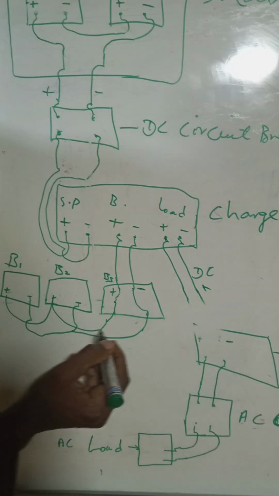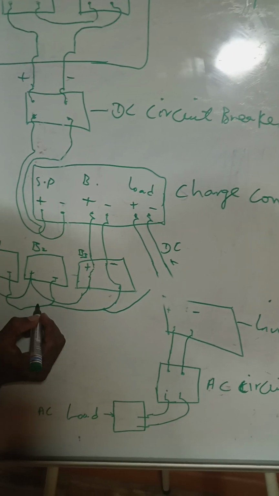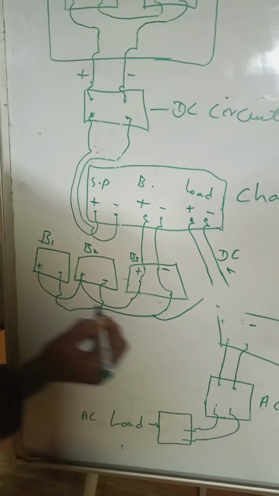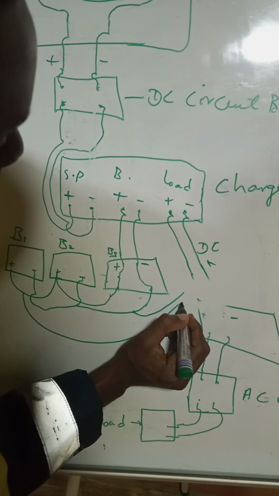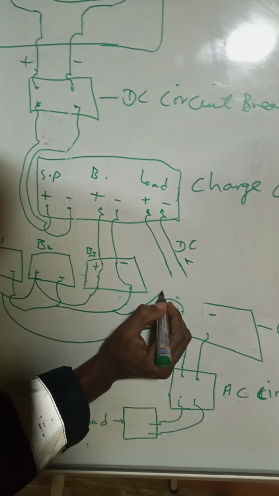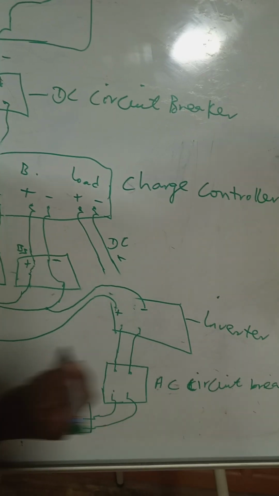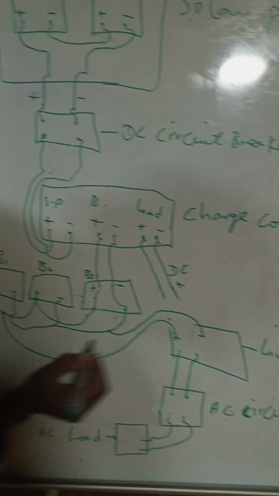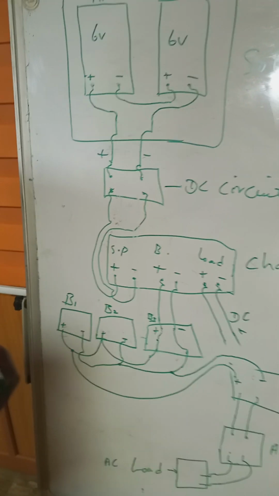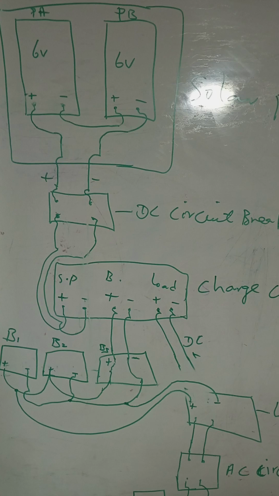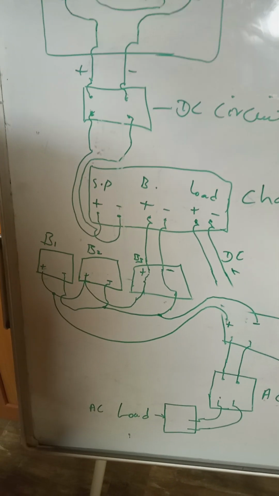Okay, so by so doing, outlets from the positive and the outlet from the negative will all go to the inverter. Okay, remember the inverter has positive and a negative terminal. Okay, so just note the way the batteries are connected in parallel.